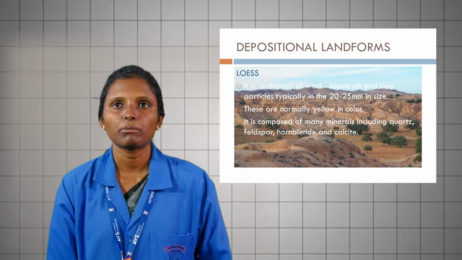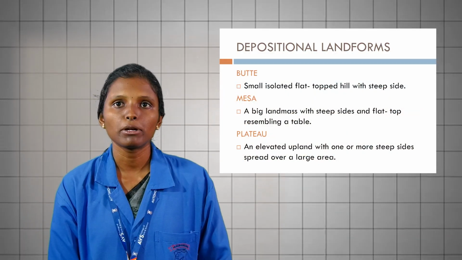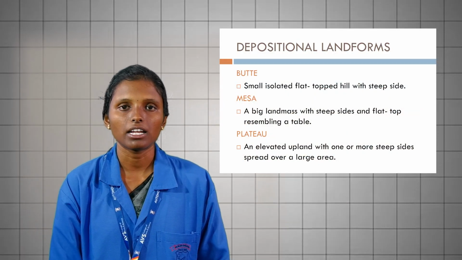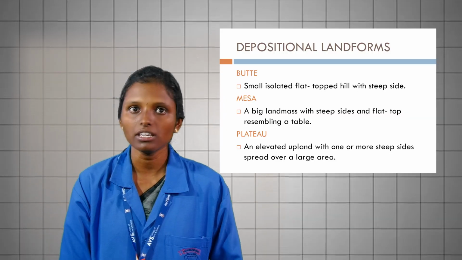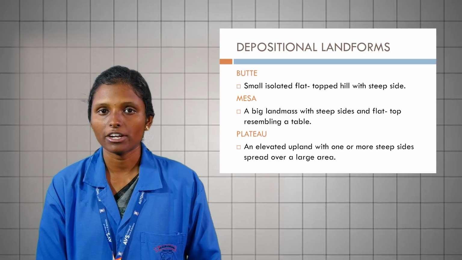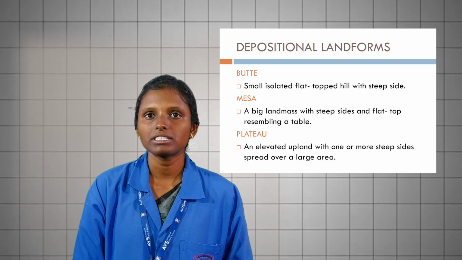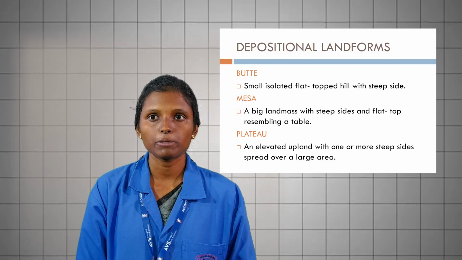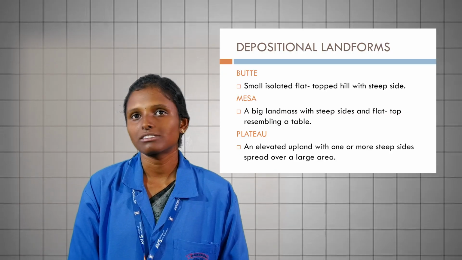And then other depositional landforms we can easily see in the desert areas are ripple marks, butte, mesa, and plateau. Ripple marks are nothing but wavy undulations that are seen in the desert areas. And then butte. A butte is a small isolated flat-topped hill with steep sides. Mesa. A mesa is a big landmass with steep sides and a flat top resembling a table. So it is called a mesa.